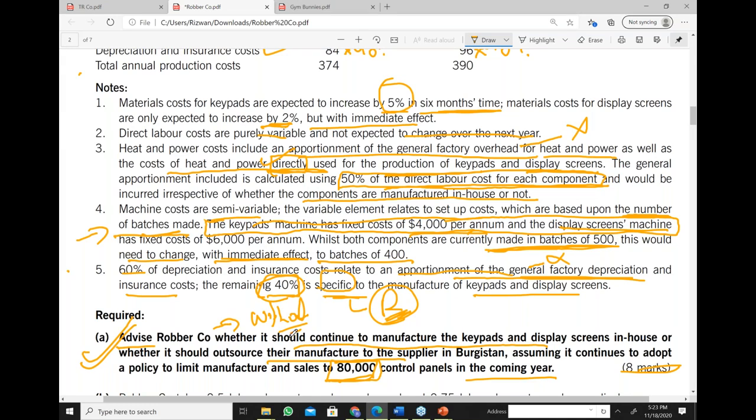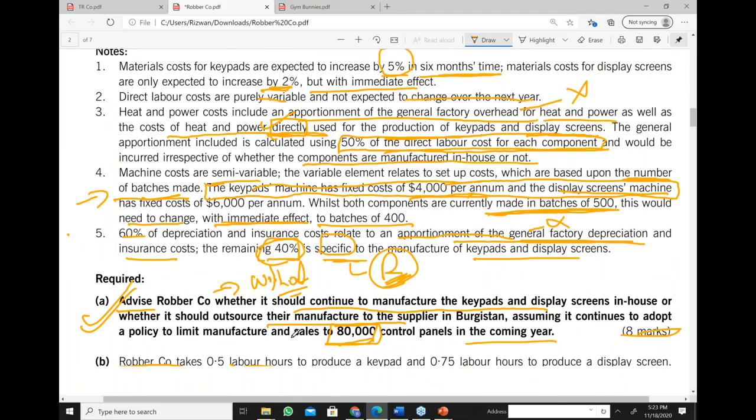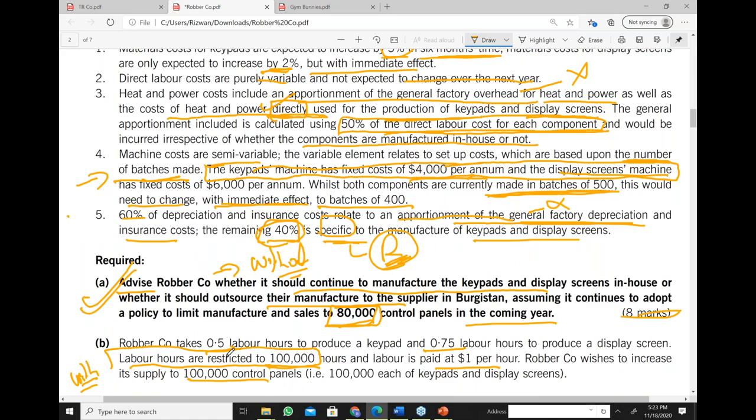Right. So we are done with this first part of 8 marks with a complete marking scheme. I hope this is clear to all of you.